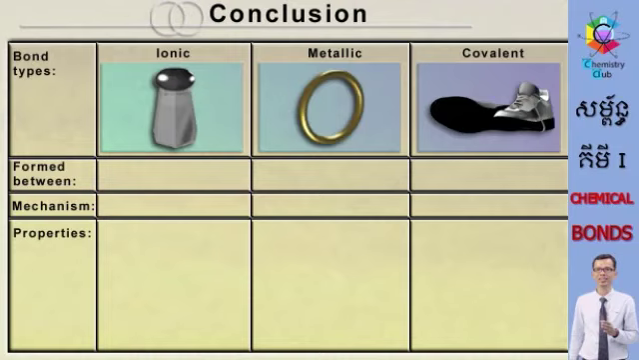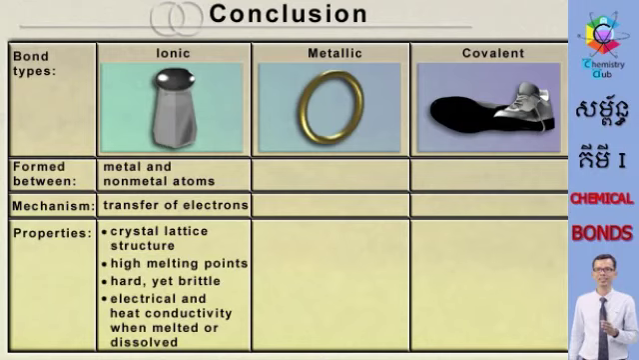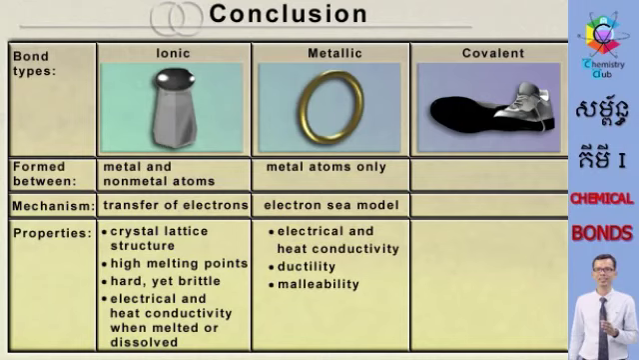This concludes the program on ionic, metallic, and covalent bonds. You have learned that the ionic bonds formed between nonmetals and metals are very strong bonds. These strong ionic bonds in turn give ionic compounds their characteristic properties, such as crystal lattice structure and high melting points. Metallic bonds, which consist of only metal atoms, give metals their characteristic properties, including malleability and electric conductivity.